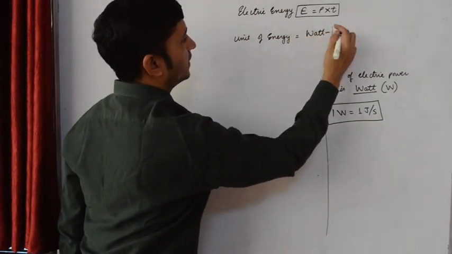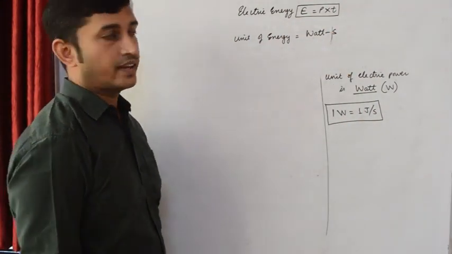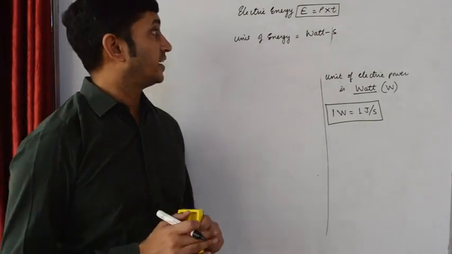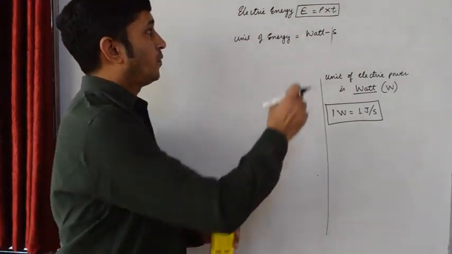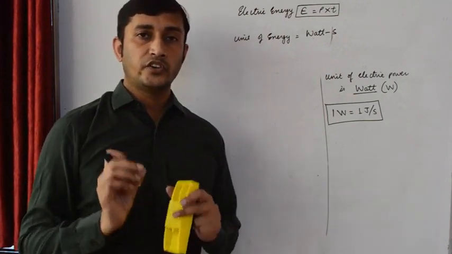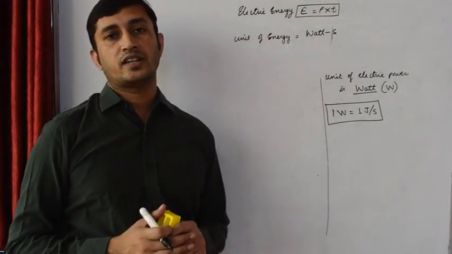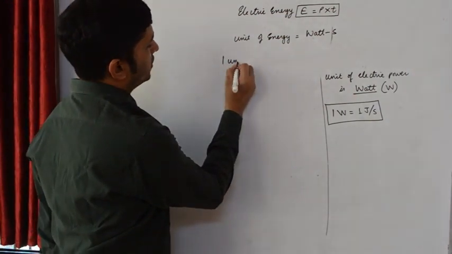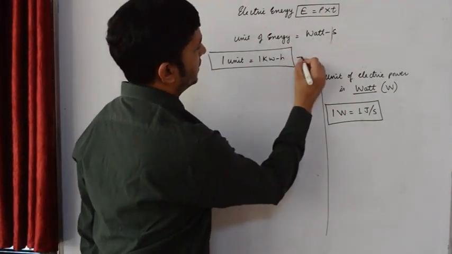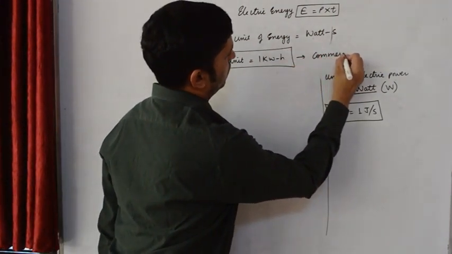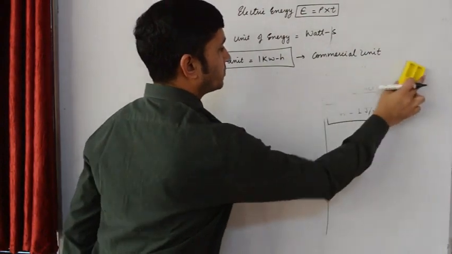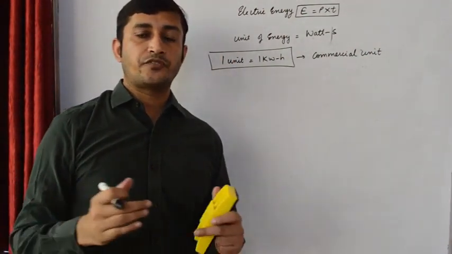Watt second. The most commonly used, the commercial unit of electrical energy is kilowatt hour, where power is taken in kilowatt and time is taken as hour. So that kilowatt hour is also known as unit. 1 unit means 1 kilowatt hour. So that I am writing here, 1 unit is equal to 1 kilowatt hour. It is commercial unit of electrical energy.